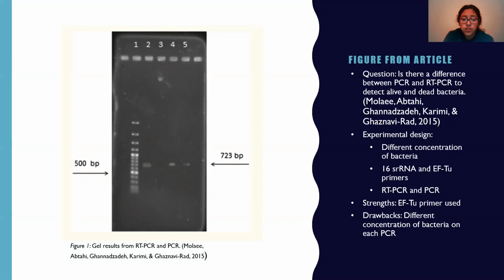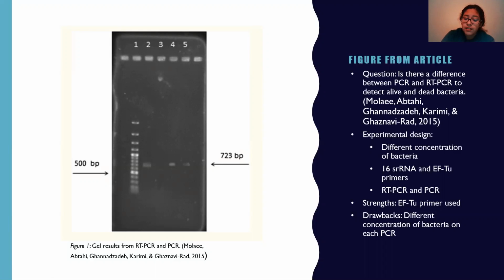In this figure, it shows the gel of the RT-PCR and the regular PCR. The first lane is the marker, which is 100 base pairs, and lanes 2 and 3 are from RT-PCR. Lane 2 shows the live bacteria, and lane 3 shows the dead bacteria. Lanes 4 and 5 are from the regular PCR, and lane 4 is supposed to show the live bacteria, and lane 5 is showing the dead bacteria.